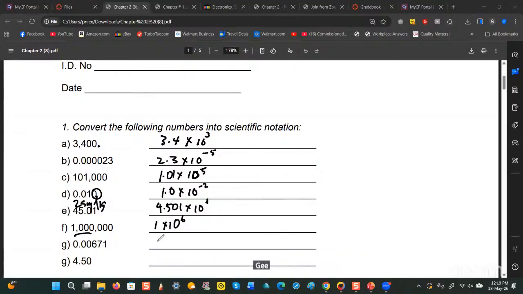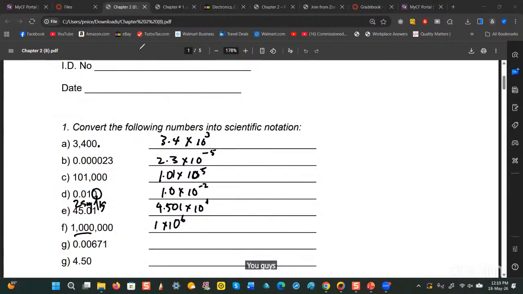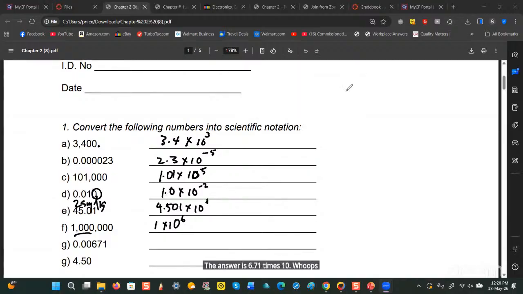G. Who would like to tell me what the answer for G is? Oh, somebody's saying something in the chat. Okay, please forgive me for not paying attention to the chat, you guys out there in Zoom. Let me see. Oh, somebody's answering the current one that we're doing. Right, you're right, actually. That's Alex Fraser. The answer is 6.71 times 10 to the minus 3.